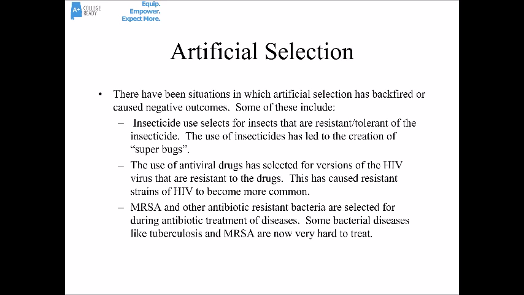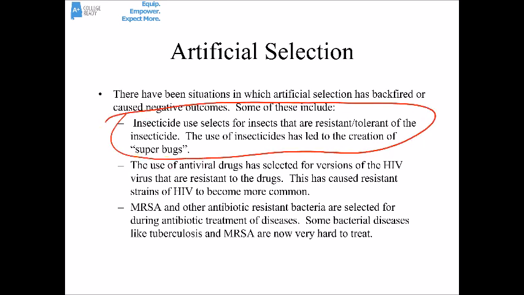There have been lots of situations in which artificial selection has backfired or caused some negative outcomes. One of those is with insecticides. As we've used more and more insecticides, insects with genes for resistance or tolerance to the insecticide have been the ones that have lived and reproduced. So the insects become more and more resistant, more and more tolerant of the insecticide across generations.